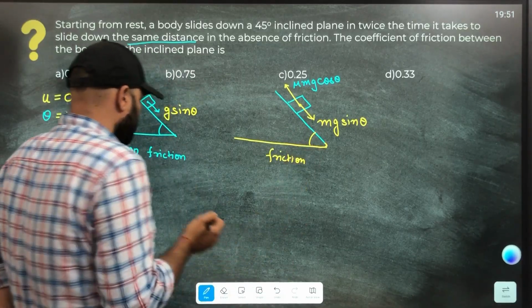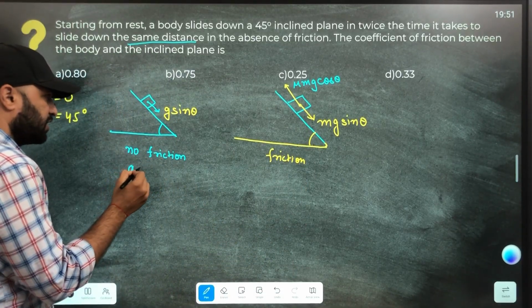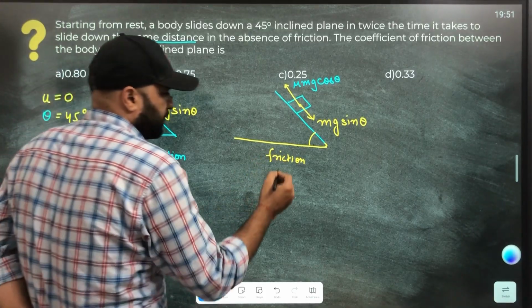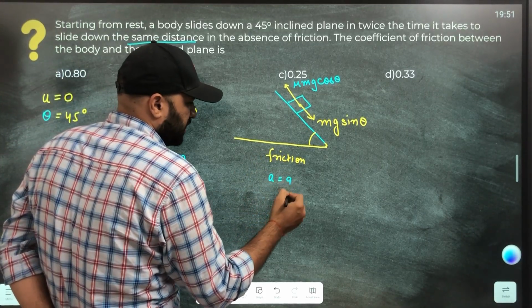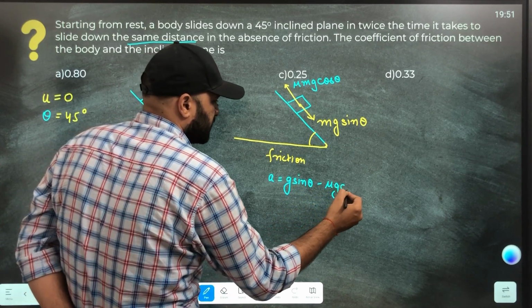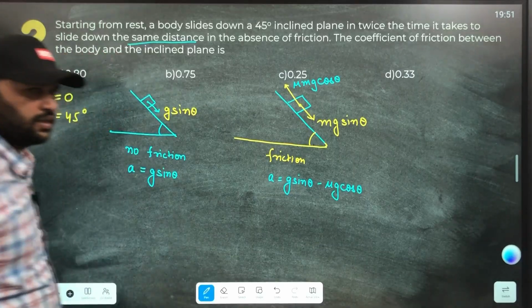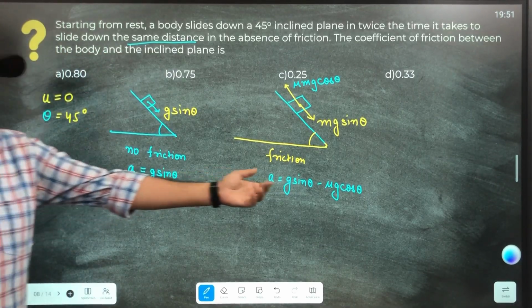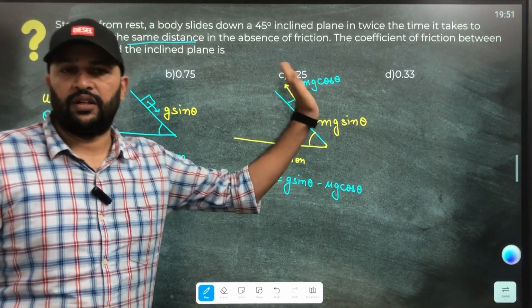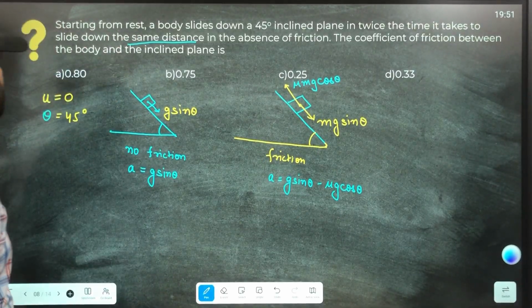So what is the acceleration in this case? In the first case, acceleration is nothing but g sine theta when there is no friction. When there is friction, the acceleration is g sine theta pulling down minus mu g cos theta, which is stopping it. So g sine theta here, and g sine theta minus mu g cos theta, that's the acceleration in case of friction or a rough plane. Clear?